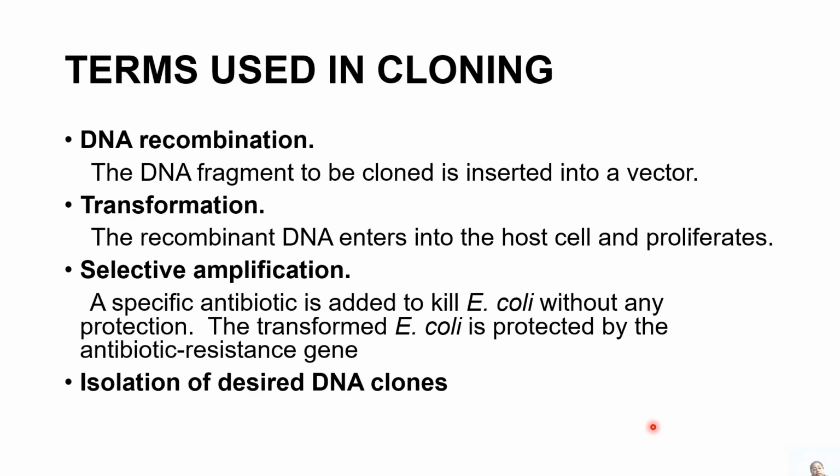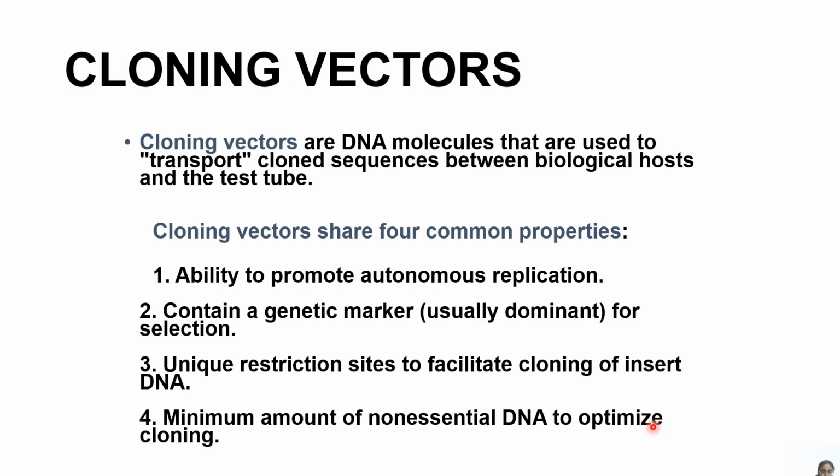So these are some of the terms used in cloning. DNA recombination we have talked about. The DNA fragment to be cloned is inserted into the vector. Transformation: obviously the recombinant DNA will enter the host cell and proliferate. Selective amplification: a specific antibiotic is added to kill E. coli without any protection. The transformed E. coli is protected by the antibiotic resistance gene, AMPR, that we saw in the last case. And isolation of desired DNA clones.